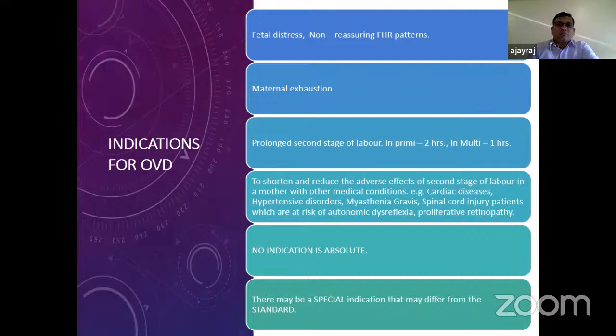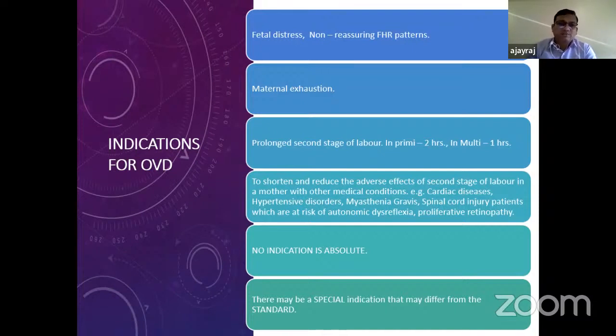Prolonged second stage of labor. In a primigravida, if the second stage is prolonged beyond 2 hours, and in a multigravida, if it is prolonged beyond 1 hour, then it is causing trouble to the fetus or to the mother. To shorten and reduce the adverse effects of the second stage of labor in a mother with other medical conditions, for example cardiac diseases, hypertensive disorders, myasthenia gravis, and spinal cord injury patients, who are at risk of autonomic dysreflexia, and proliferative retinopathy. In proliferative retinopathy, the pressure is already increased, so there is a chance of retinal hemorrhage. So we have to reduce the second stage in such cases.